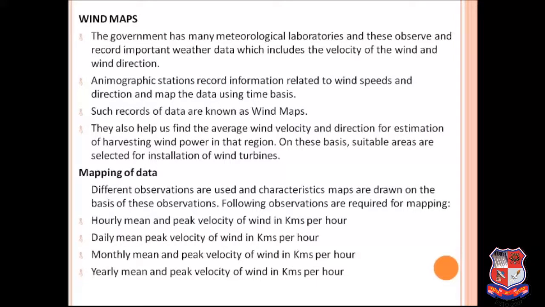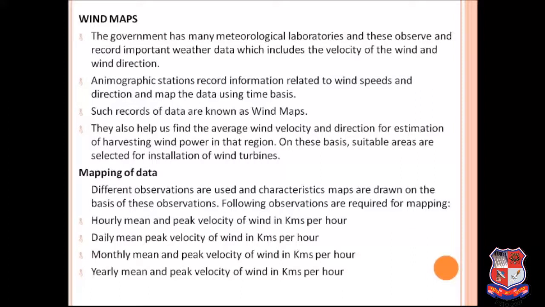Wind maps. The Government of India runs more than 500 meteorological laboratories all over India. These observe and collect important weather data, which includes the wind velocity and wind direction. The anemographic stations in these laboratories record the data related to wind speeds and wind direction and map them on a time basis. Such maps are called wind maps.